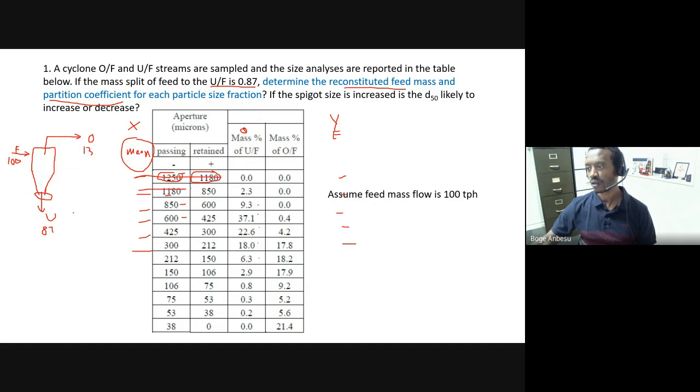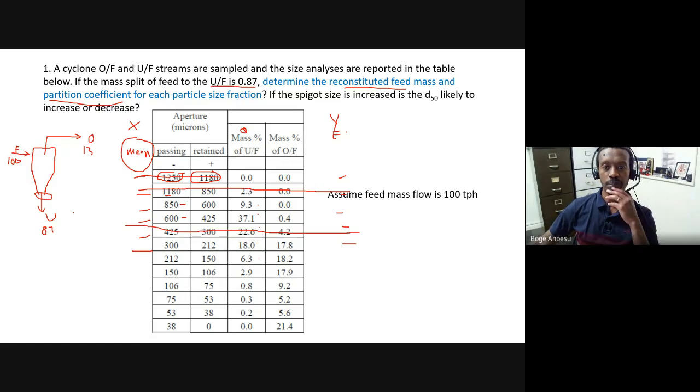For this one, it's the average of those two. And of course, this goes all the way to the corresponding value of E. And again here, 425, 300, average of those two, and the corresponding value of E. And I have X and Y, so I can plot the partition curve. And from the partition curve, you can calculate the cut size, you can calculate the imperfection, which we're going to do in the next example.